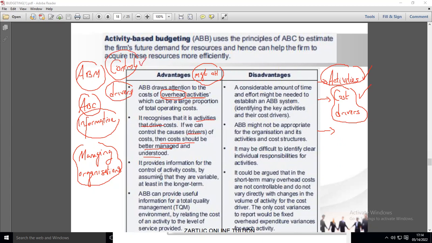It provides information for control of activity costs by assuming that they are variable, at least in the longer term. ABB can provide useful information for a total quality management environment by relating the cost of an activity to the level of service that is being provided.